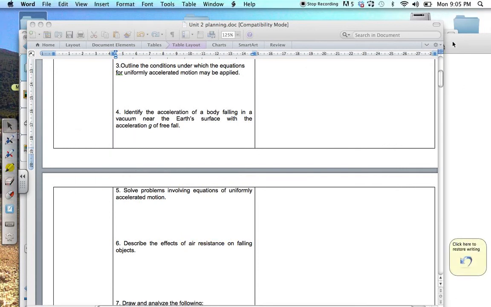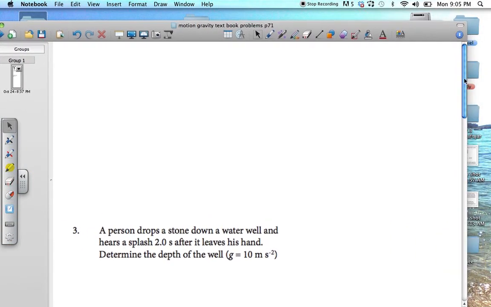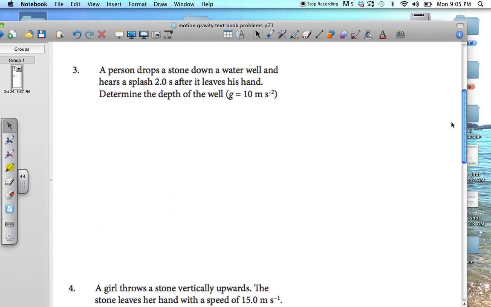Alright, so bringing up my examples. I've actually got 2 examples here. The first one: a person drops a stone down a water well and hears a splash 2 seconds after it leaves his hand. Determine the depth of the well. Alright, so what have we got here?